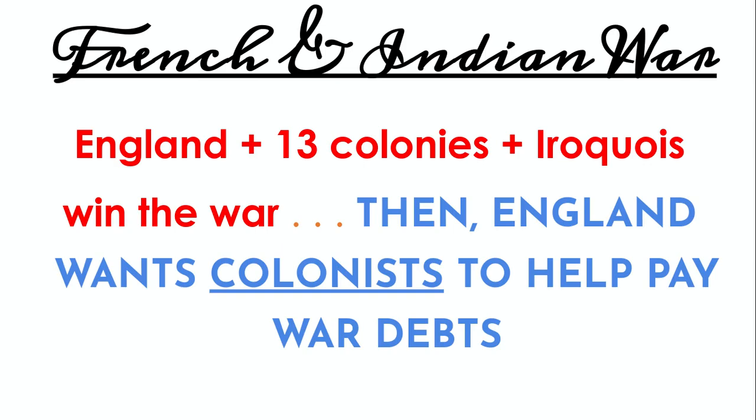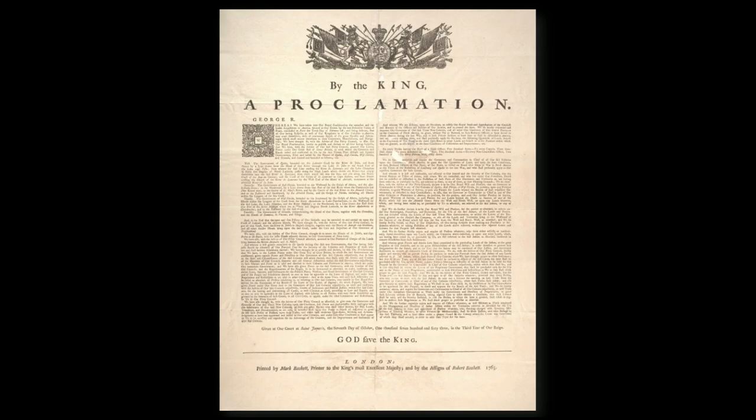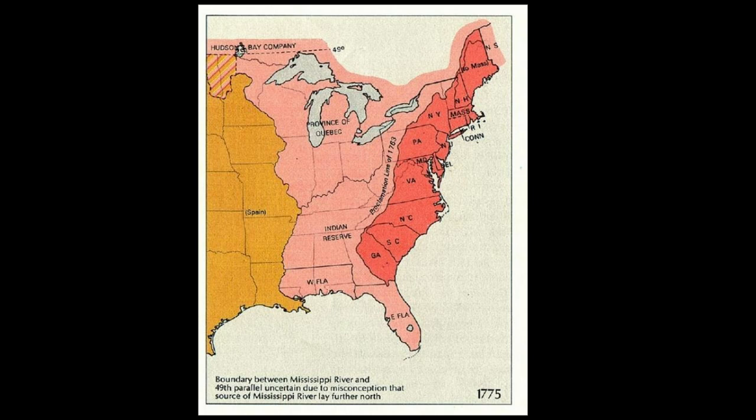1763, after the war ends and England, the colonies, and the Iroquois win the war, England wants colonists to help pay the war debts, which is going to lead to some taxation. It's also going to, in order to avoid future wars, the king proclaims in 1763 the Proclamation of 1763, which prohibits, bans, outlaws settlement west of the Appalachian Mountains.